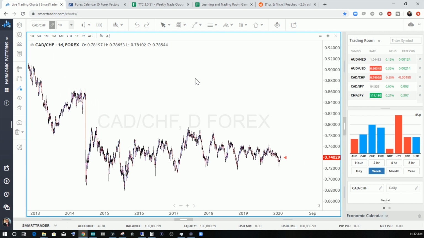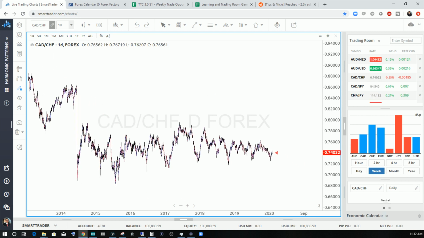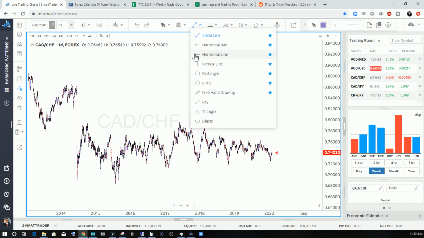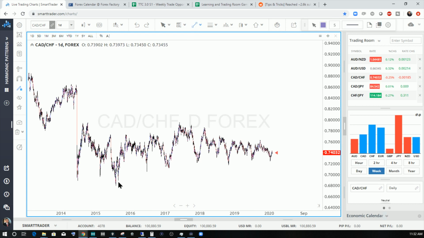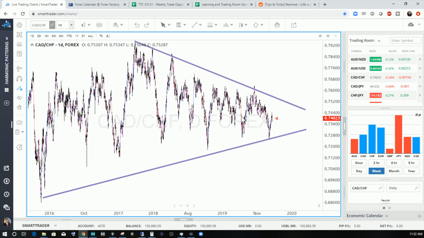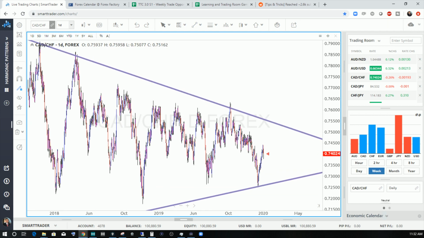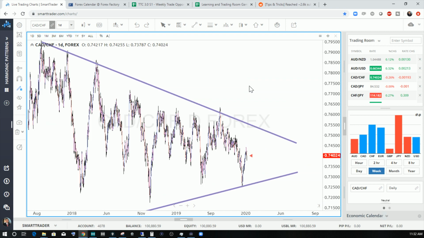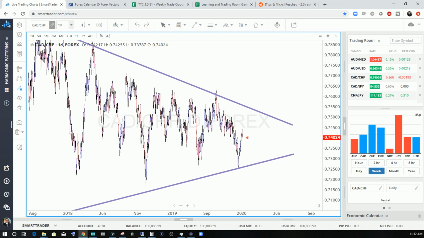So this one right here, Canadian Swiss. We can see here on Canadian Swiss, we've got a lot of support right about here, a lot of resistance here at the top. It's actually range bound, but it's in a wedge, and so we'll be expecting some breakout. So very easy to decide on what to do here, right?